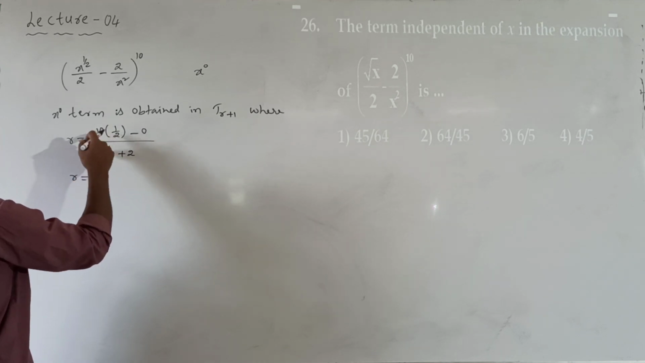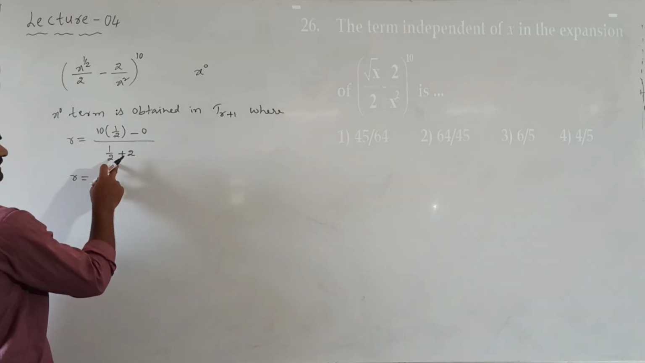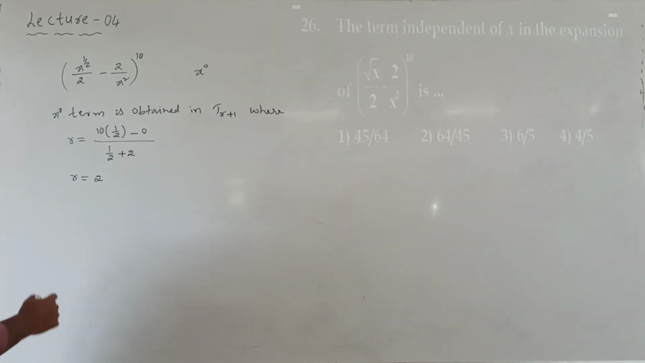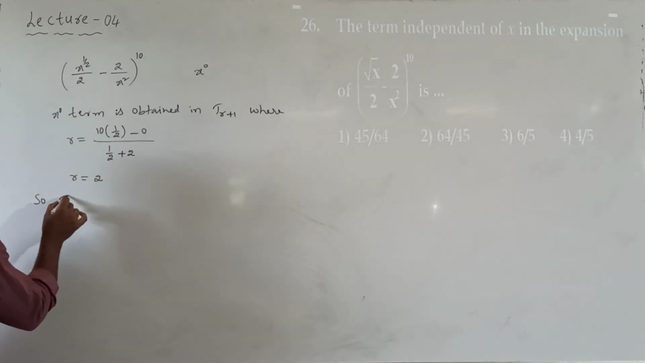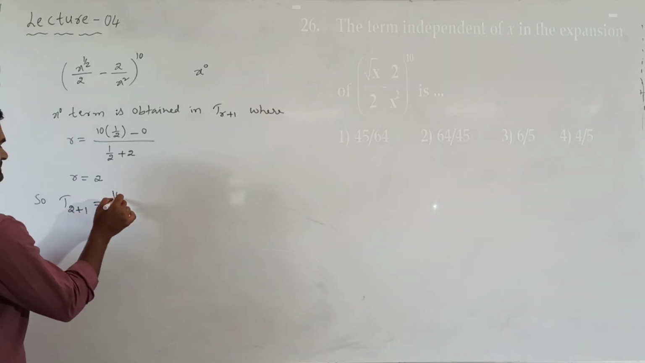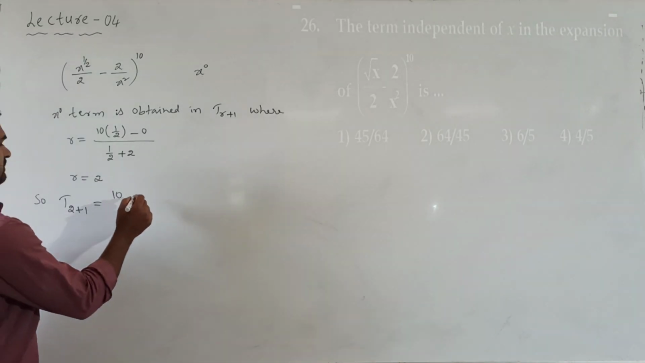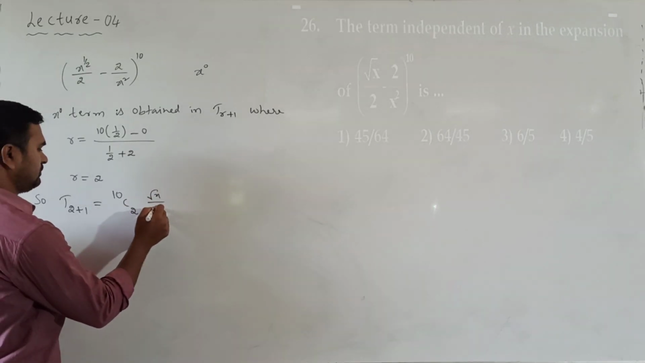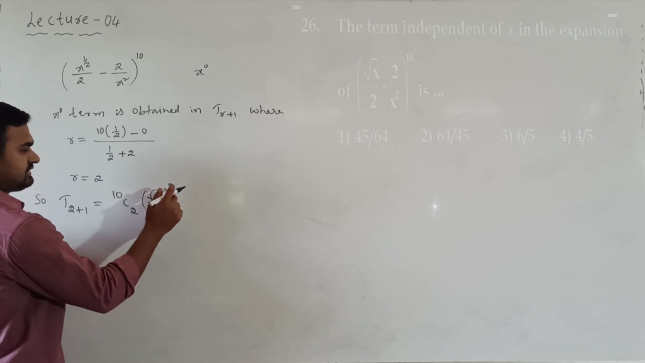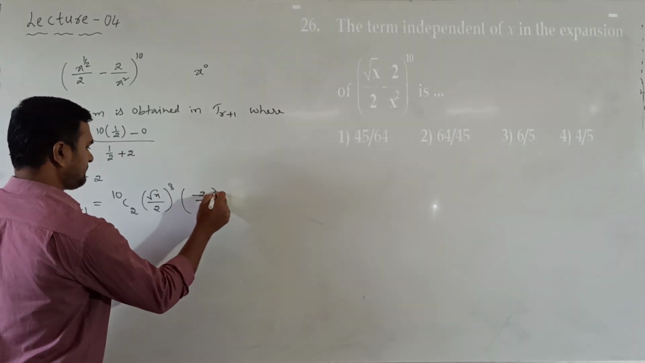So what is r value? 2 is the LCM, so we get cancel, 10 by 5 means 2. So r is 2, and the required term is T 2 plus 1, which is 10c2 (root x by 2) power 8, since 10 minus 2 is 8, into (minus 2 by x square) power 2.